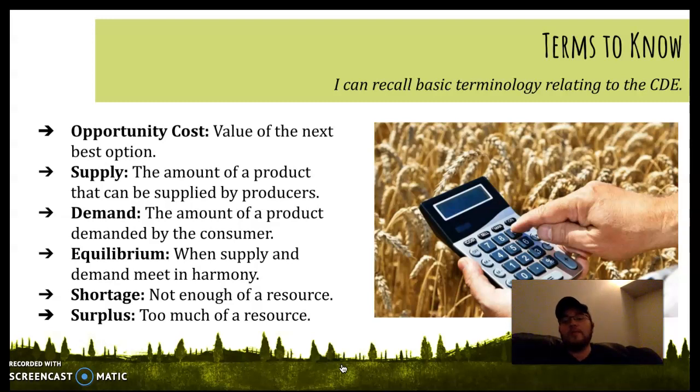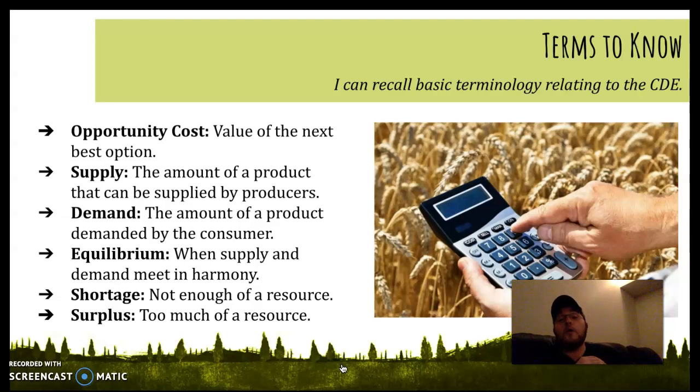Supply is the amount of a product that can be supplied by the producers or farmers or companies. And demand, on the other hand, is the amount of product that is demanded or requested by the consumer at any given moment. Supply and demand are constantly shifting. They're never going to be constant. So it's important that as economists and as farm business managers, we are considering the needs of the public while also what we can realistically supply as the producers, okay? So equilibrium, though, can happen in some markets, and that's when supply and demand intersect and meet in harmony.